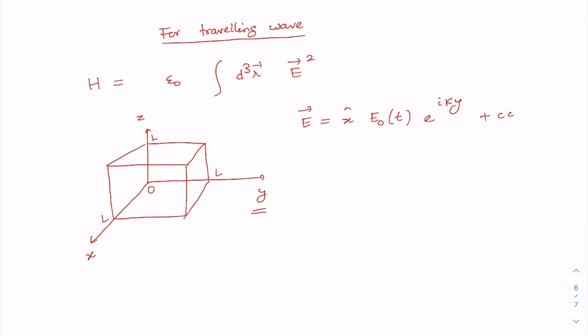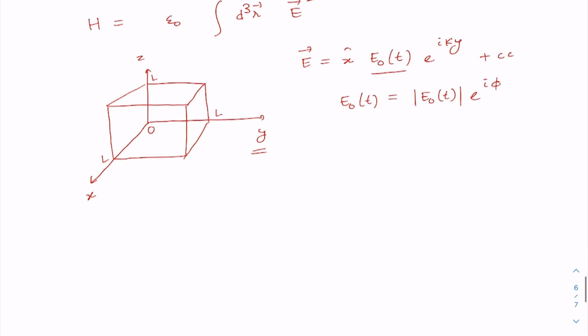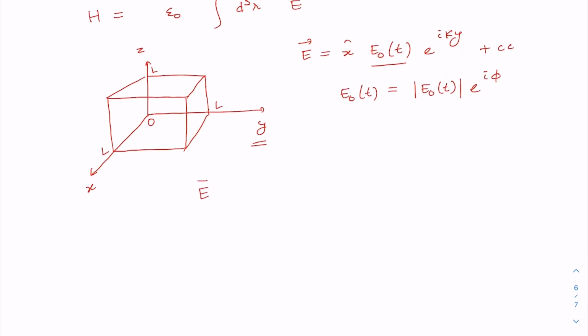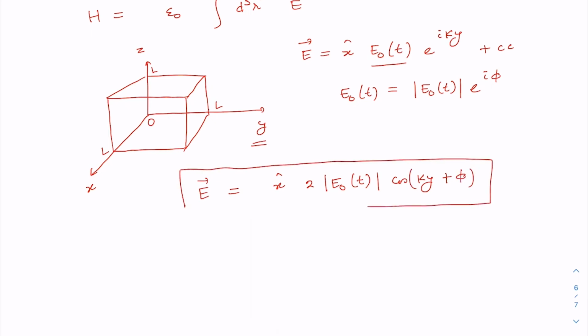This I can further write, because E0t is a complex quantity. So E0t, this complex amplitude, I can write as a modulus and its phase, say e to the power i phi. So if I want to write the full expression, I can write it in this particular form also: E is equal to x cap twice E0t cos(ky plus phi). Alright, so this is the electric field expression we have.